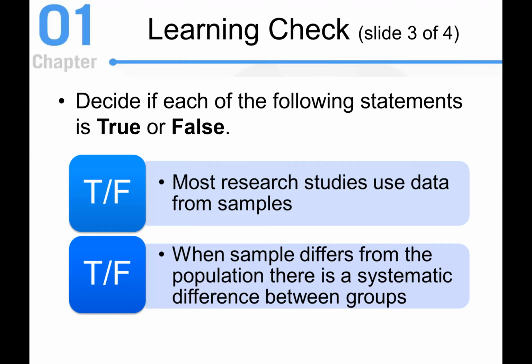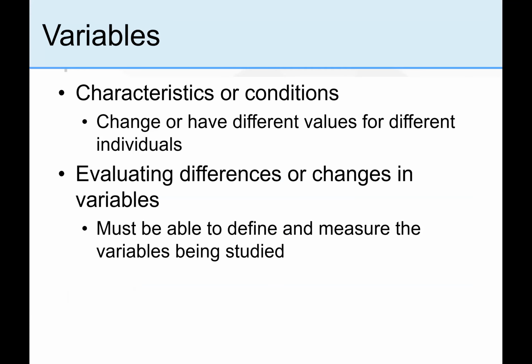All right. Let's continue. So like I said earlier, variables are characteristics or conditions that change or have different values for different individuals. When evaluating those differences or changes in variables, we must be able to define and measure the variables being studied. All right. So we're going to talk more about this kind of measurement that we're doing.